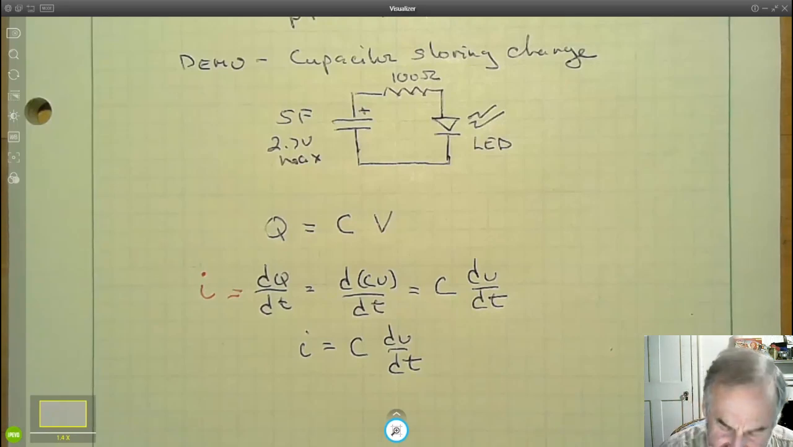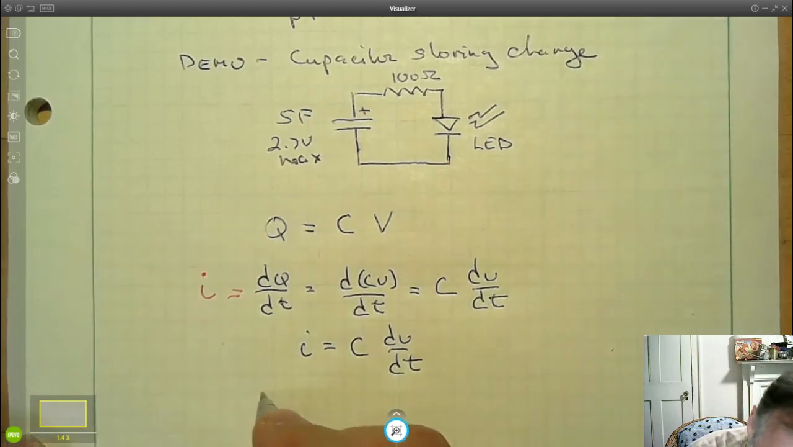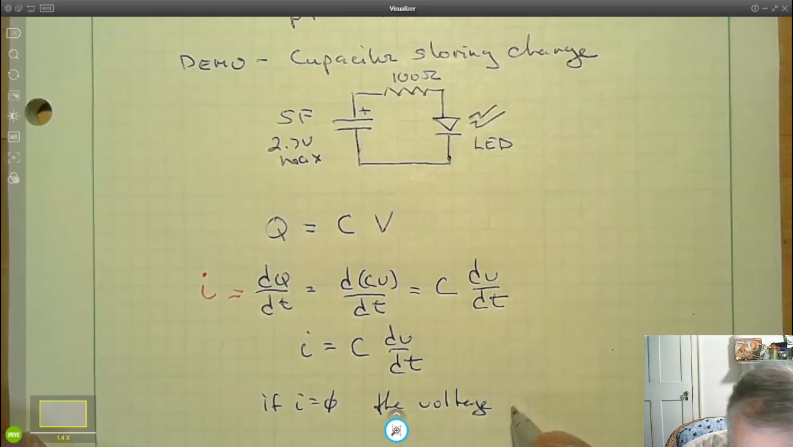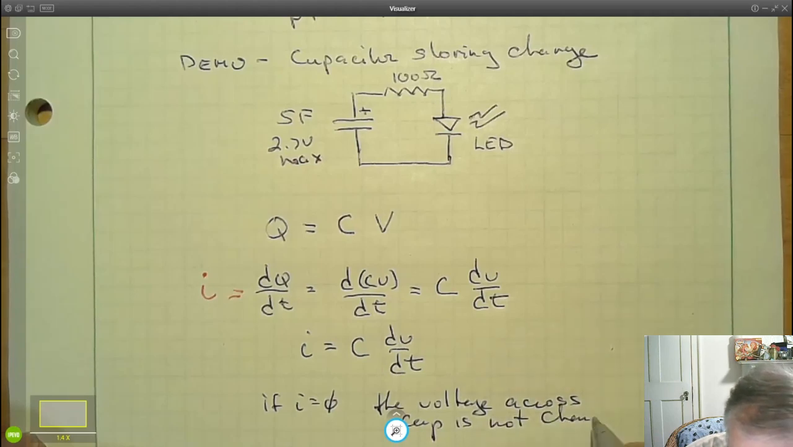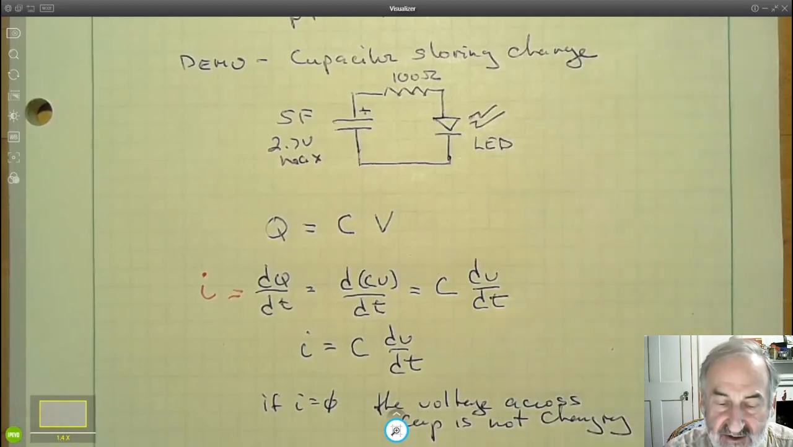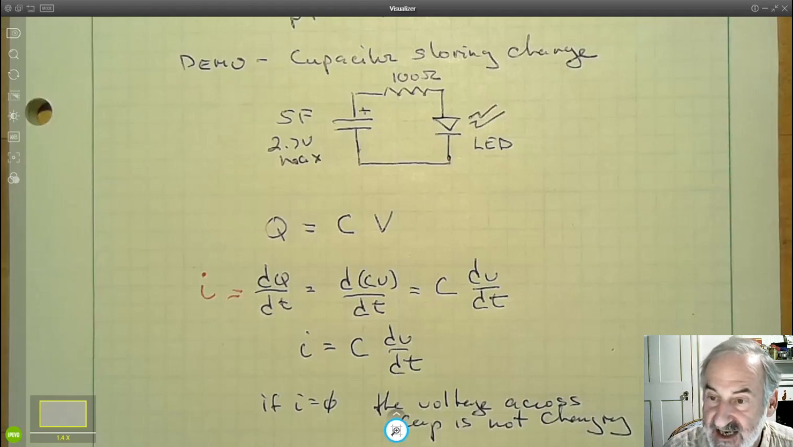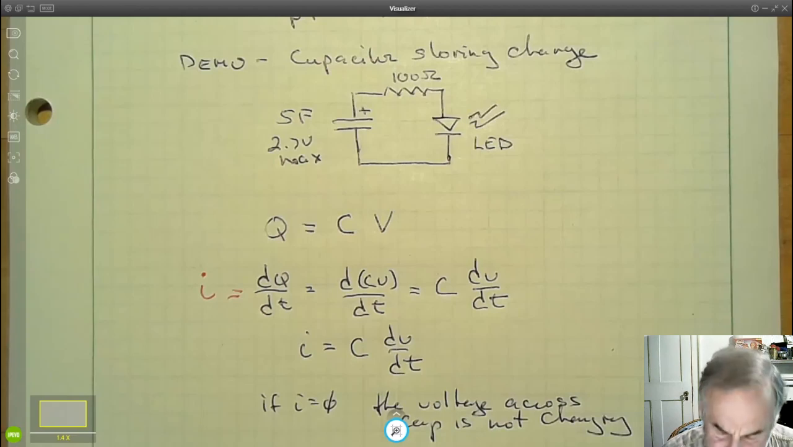So what does that tell us? Well, there's a couple important things. If i equals 0, the voltage across the capacitor is not changing. So if I charge up a capacitor to some voltage and remove the voltage source and the capacitor is no longer connected to anything, well then the voltage across the capacitor will stay the same. Now that's true of an ideal capacitor. Real capacitors have some losses, and if you leave them long enough they'll self-discharge. But for the most part, a capacitor will hold its voltage.